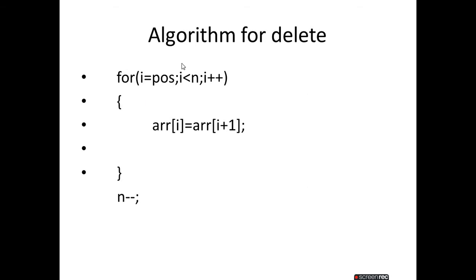So i equals pos; i less than n; i plus plus. N is the number of elements we inserted in the array, means how many elements are in the array. Then if the condition is true, go to the body of the for loop: arr of i is assigned arr of i plus 1. After the loop completes, we decrement the n value. This n value is decremented by 1.